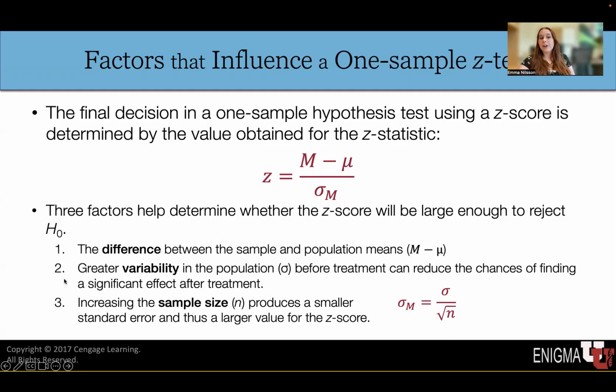When you have greater variability in the population before treatment, then that is going to decrease your Z statistic. And if you have an increased sample size, you're going to have a smaller standard error, and then you'll have a larger Z score. So greater variability decreases your Z statistic, greater sample size increases your Z statistic.